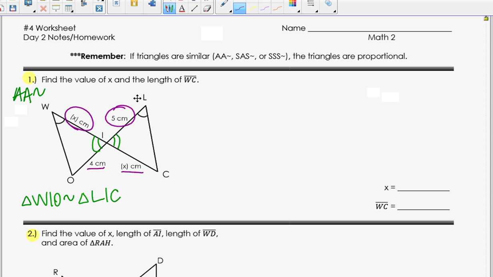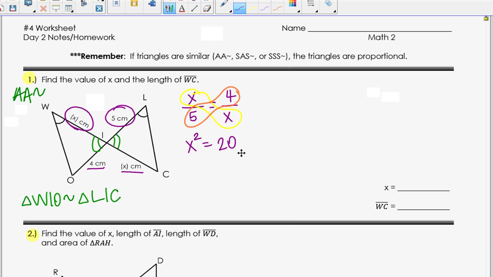When you set up this proportion, remember there's two ways you can do that. I always do a pair equals a pair, so x over 5 equals 4 over x. You can also do triangle equals triangle, in which case you would have x over 4 equals 5 over x. That's fine, whatever works for you. When you cross multiply, you get x times x, which is x squared, which should excite everybody because that means we're back to quadratics, and 4 times 5, which is 20.